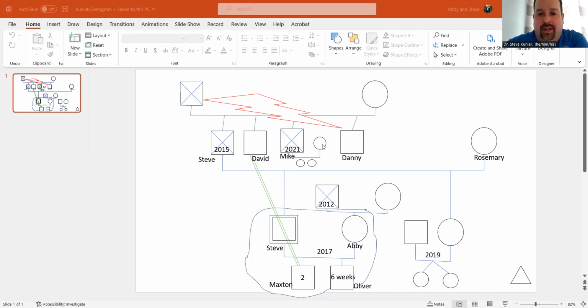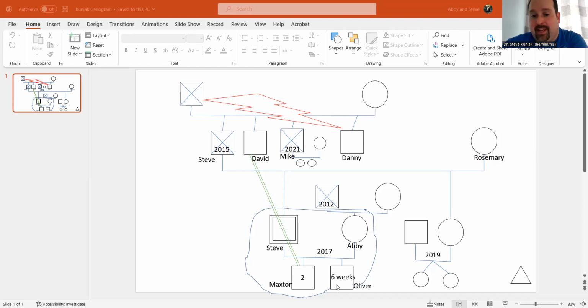But circles again are females, squares are males. These relationship lines connect people. So like my mom and dad are married. They had me out of that union. And then my wife and I are married, and our kids come off that union.